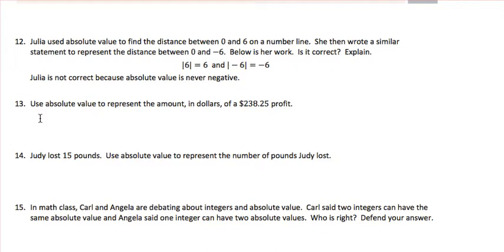Question 13. Use absolute value to represent the amount in dollars of a $238.25 profit. Since absolute value is never negative, the number $238.25 is already its own absolute value. Question 14. Judy lost 15 pounds. Use absolute value to represent the number of pounds Judy lost. So we would be saying Judy lost 15 pounds, which is already stated there. The absolute value of negative 15, which is the integer of the pounds that she lost, is 15.